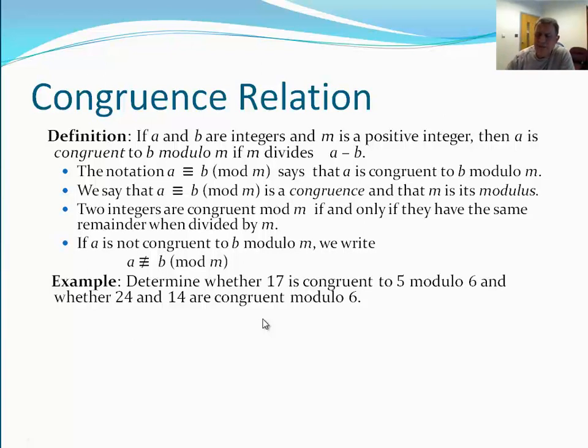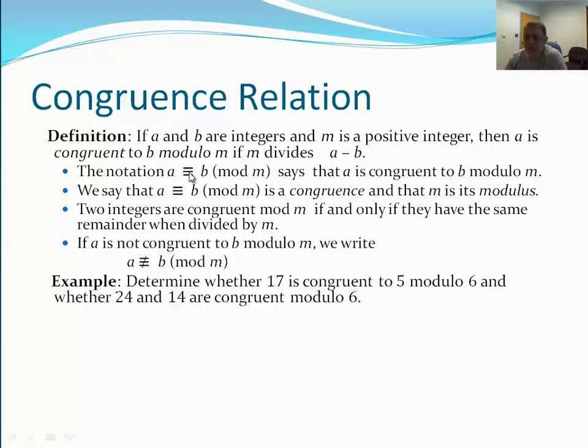Congruence relations, what is that? If a and b are integers, and m is a positive integer, then a is congruent to b modulo m if m divides a minus b. All right? So let's look at some examples and make it clear.